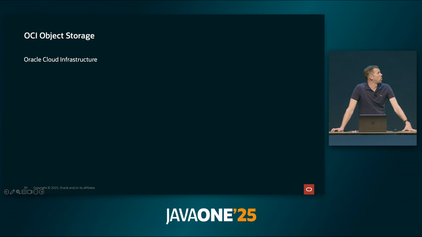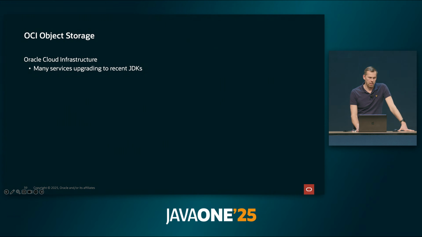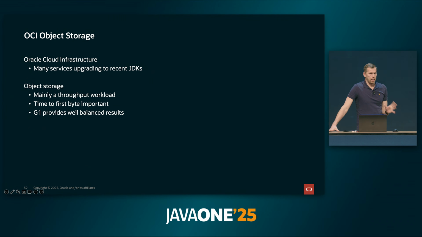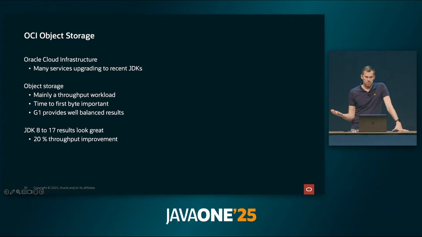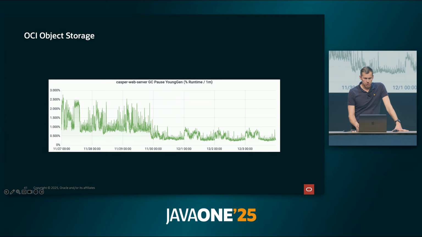The last company, or the last real world case I want to share with you, is from the Oracle Cloud. The object storage team there, alongside a lot of the other services, are upgrading to more recent JDKs to benefit and get better performance by doing so. The object storage is mainly a throughput workload, but they do care about the time to first byte. So G1 provides a really good balance here between latency and throughput. And going from 8 to 17, they see like a 20% improvement in throughput, and the results look really, really great. They also shared a chart here.